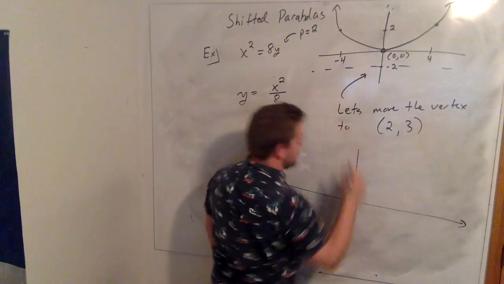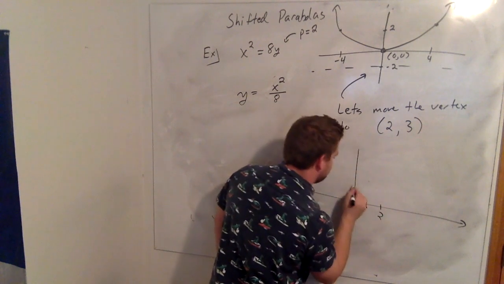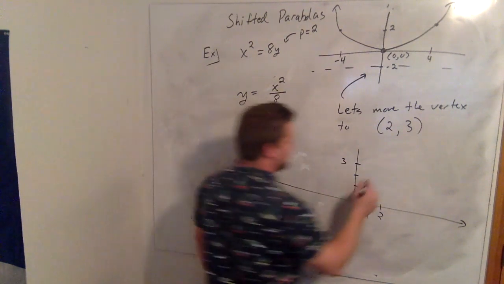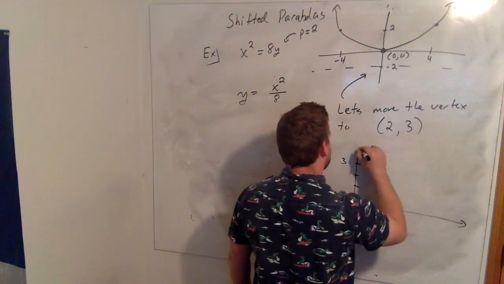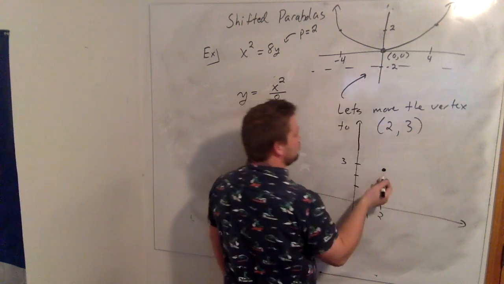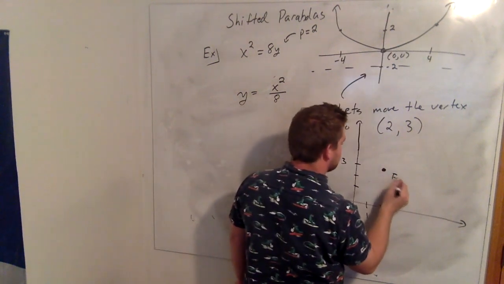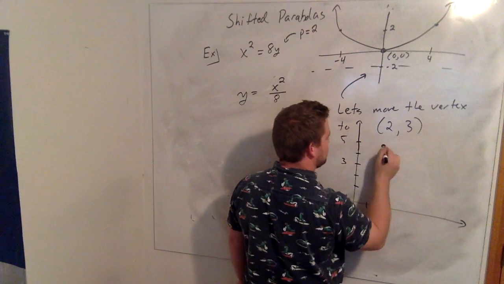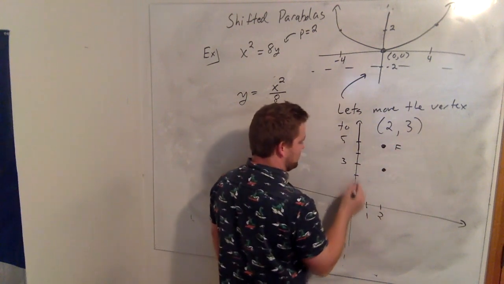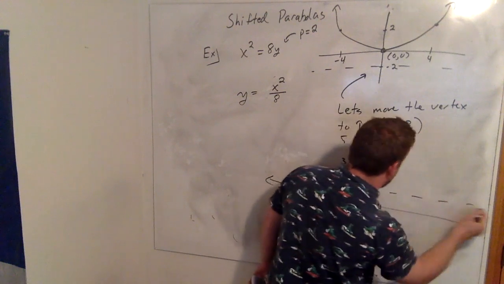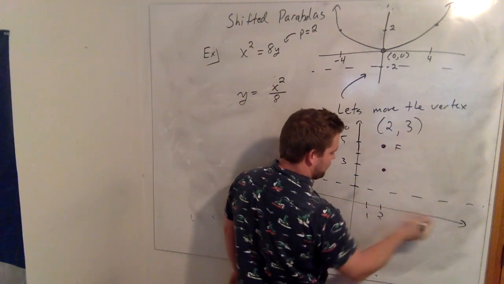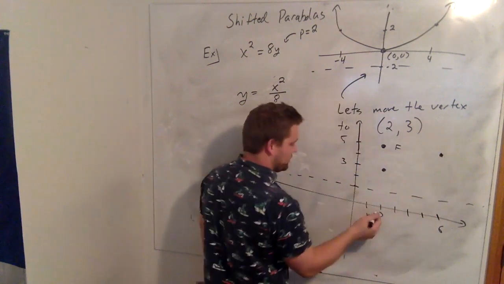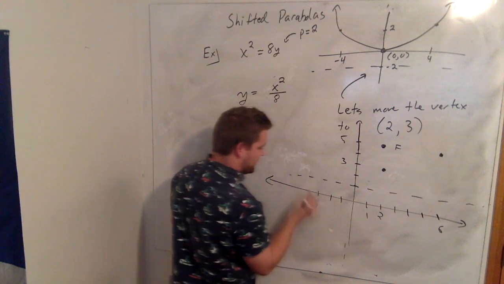We're moving the vertex to 2, so here's 2, here is 3. This is where the vertex is. Now where's the focus going to be? Well, I need to go 2 units up from the vertex, so here's 5. This is the focus, and the directrix will be 2 down. So this is where the directrix will now be. I guess we could go over 4 units: 2, 3, 4, 5, 6. And 1, 2, 3, 4, 5, 6.